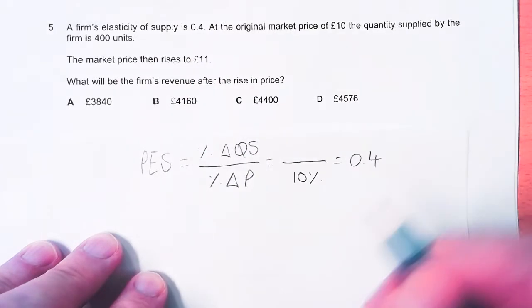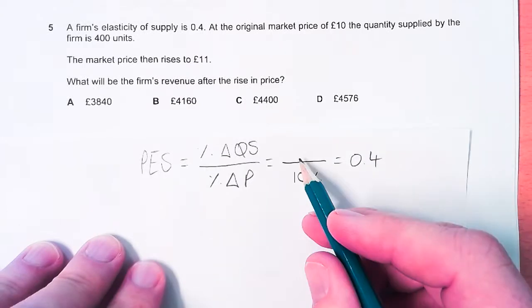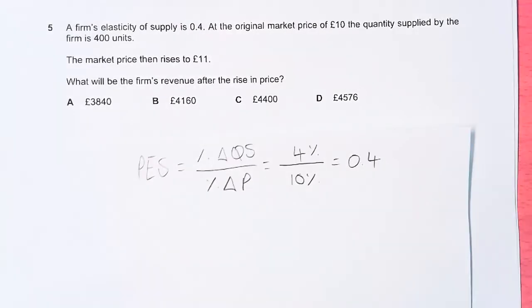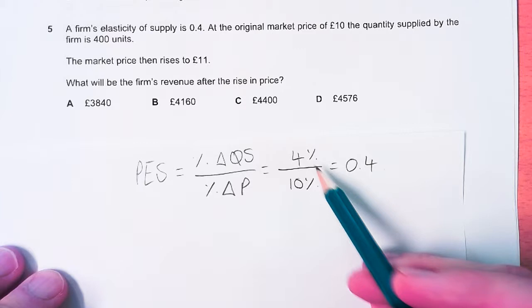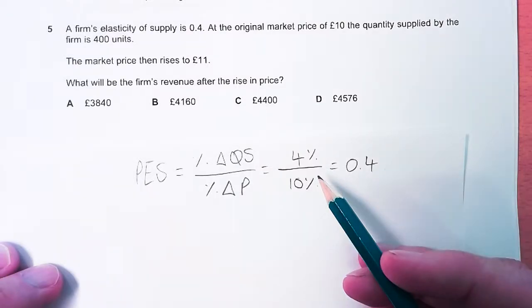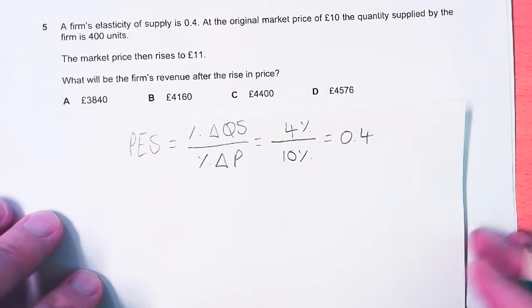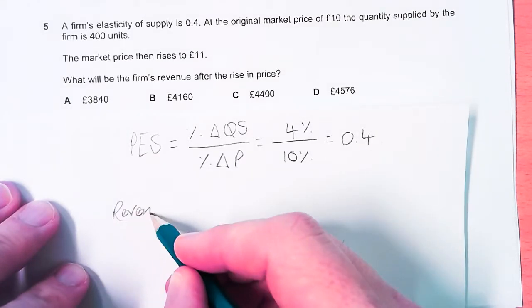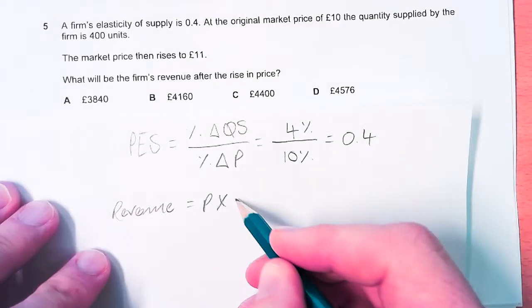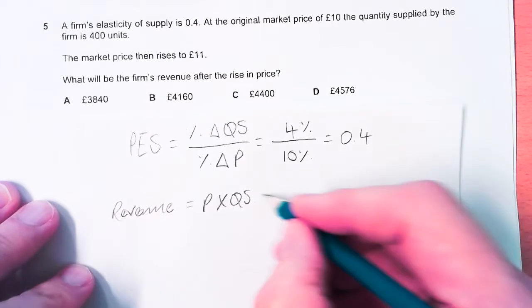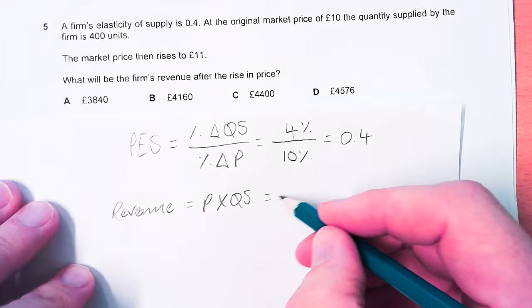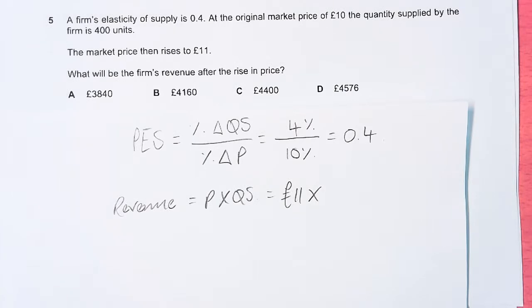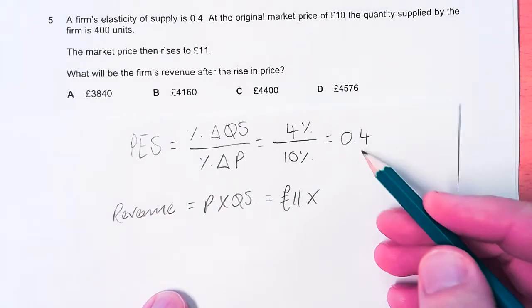So therefore, what must the answer be on the top? Well, 4 divided by 10 would be 0.4, of course. Okay, so that tells us that we're looking at a 4% change in the quantity supplied. Then we've got to consider the actual revenue. So we've got to work out what the actual revenue is. If we simply do the price times the quantity sold, this will mean that we've got a new price of £11, and we are now multiplying that through by our higher quantity. So we've got a 4% increase in the quantity.